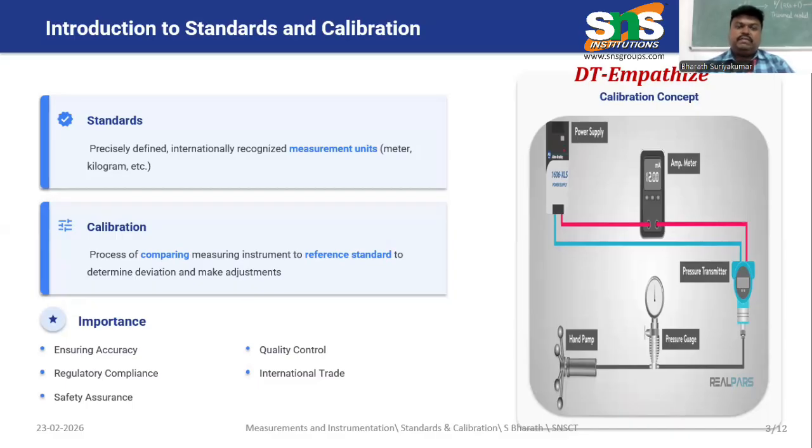As we all know, standards are defined as internationally recognized measurement units. For example, a meter and a kilogram are internationally recognized standards for length and mass. Calibration: what is calibration? Measuring process comparing to a standard value. As per the definition, it is the process of comparing a measuring instrument to a reference standard to determine deviation and make adjustment. That is called calibration. What is the importance? Ensuring accuracy, regulatory compliance, safety assurance, quality control, and international trade. These are the various reasons standards and calibrations are used.